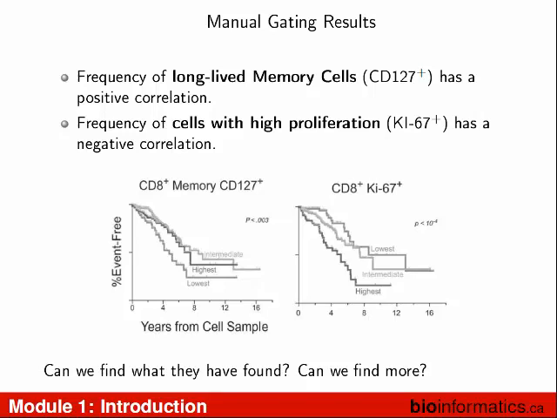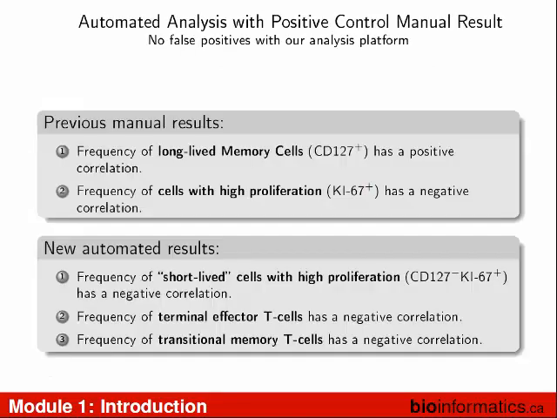So the question that we had is, can we develop a tool that can find what they found? Because they found this, we had better be able to find that with automated analysis. And the question is, for the win, can we find more? I wouldn't be here talking to you about this example if we had done just that. So we found these two populations through automated analysis. I won't talk to you about how we did this. I'm just trying to get you excited and show that these tools actually work in reality.